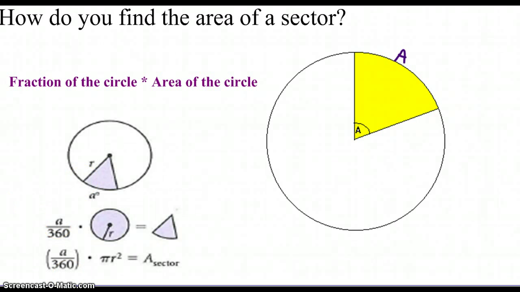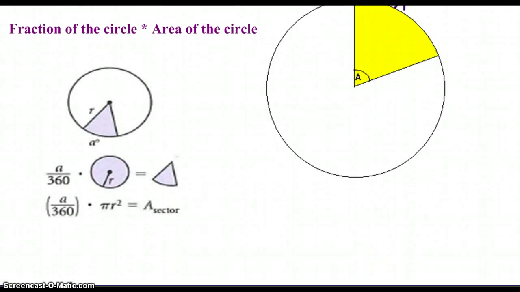So if you look here at this little diagram, A represents the arc measure, which would be the same as the central angle measure. So A over 360 gives me the fraction of the circle, times the entire circle will give me the area of the sector. We all know, hopefully by now, that area of a circle is pi r squared.